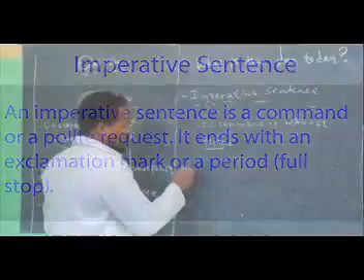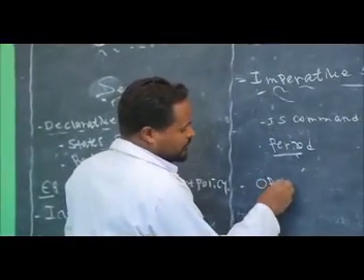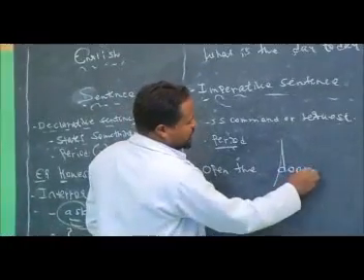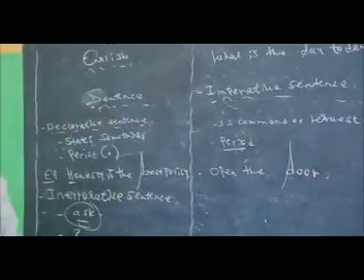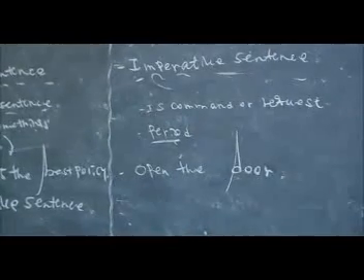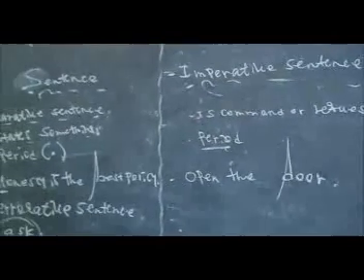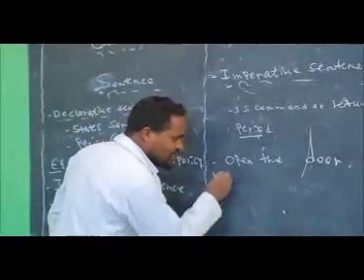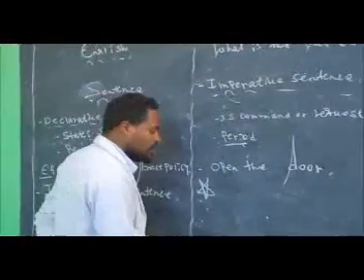For example, open the door. We use full stop. Open the door. This one is an imperative sentence. We use full stop at the end. And the subject of the sentence is not used here, or it's not written.